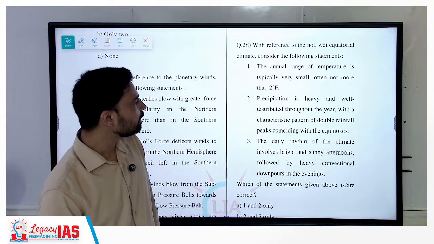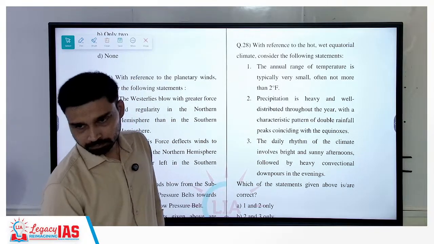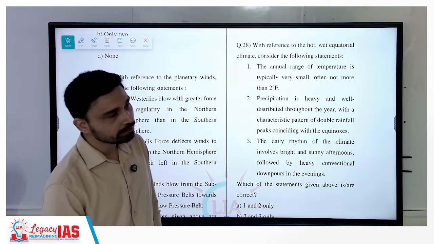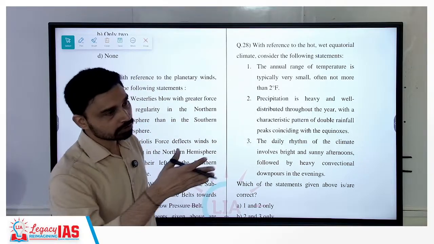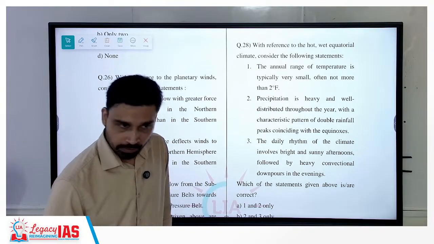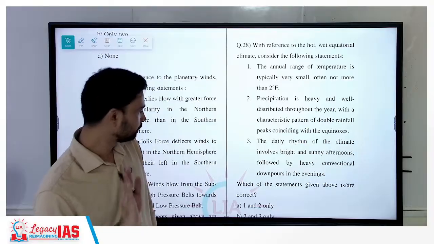Precipitation is heavy and well distributed throughout the year, with a characteristic pattern of double rainfall peaks coinciding with equinoxes, right? Because during equinox the sun is directly above the equator: maximum insolation, maximum convection, maximum rainfall. So the second statement is correct.